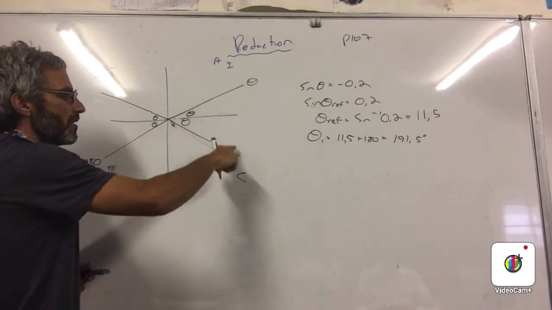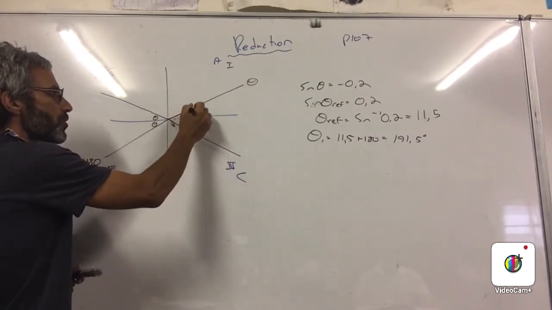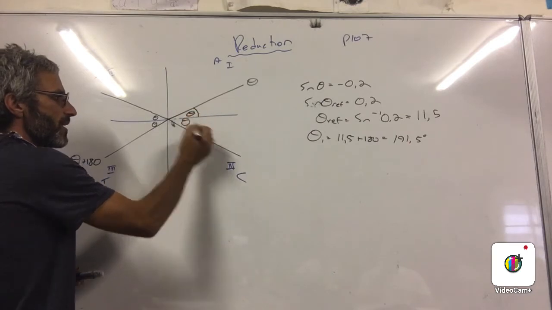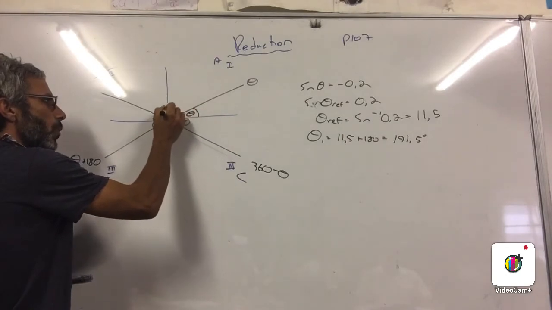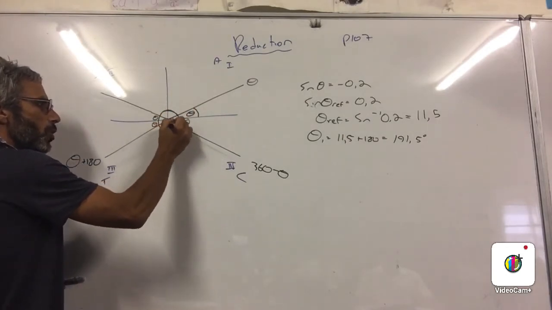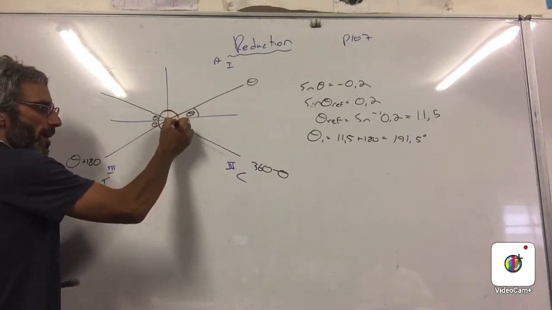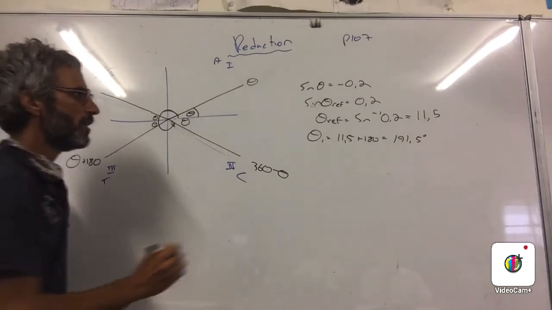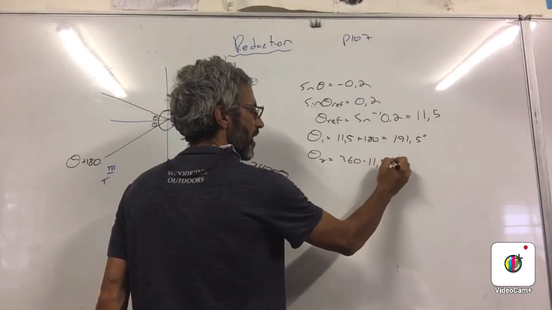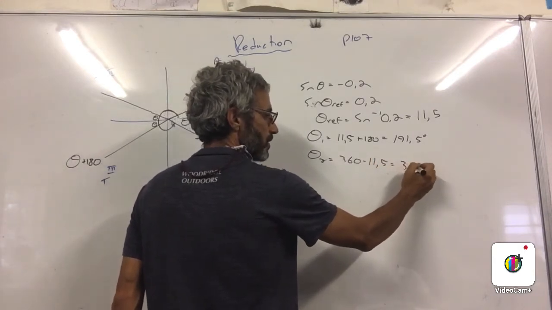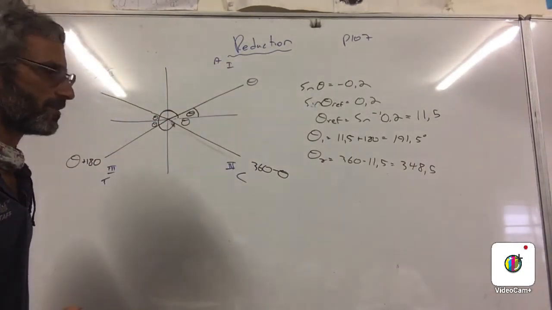How do I go from here to here? If this is theta and you want to get here, you do 360 minus theta, because this is the angle all the way from here to there. I went all the way around, and then I minus the theta. So the second angle is 360 minus 11,5, which is 348,5. Check me, please. Yes, I hope so.